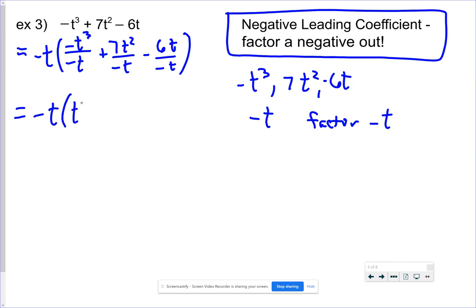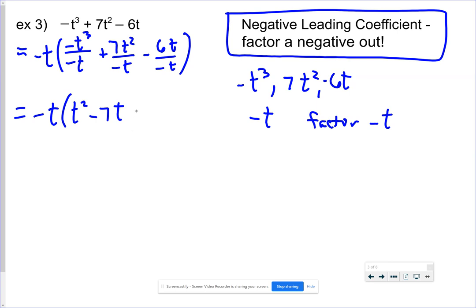We get t squared, because negative divided by negative is positive. T to the third divided by t is t squared. The 7 divided by negative 1 is negative 7, and t squared divided by t is t. So notice the sign switched because we took out a negative and we took out one of the t's, so we now have t to the first power inside the parentheses right here.